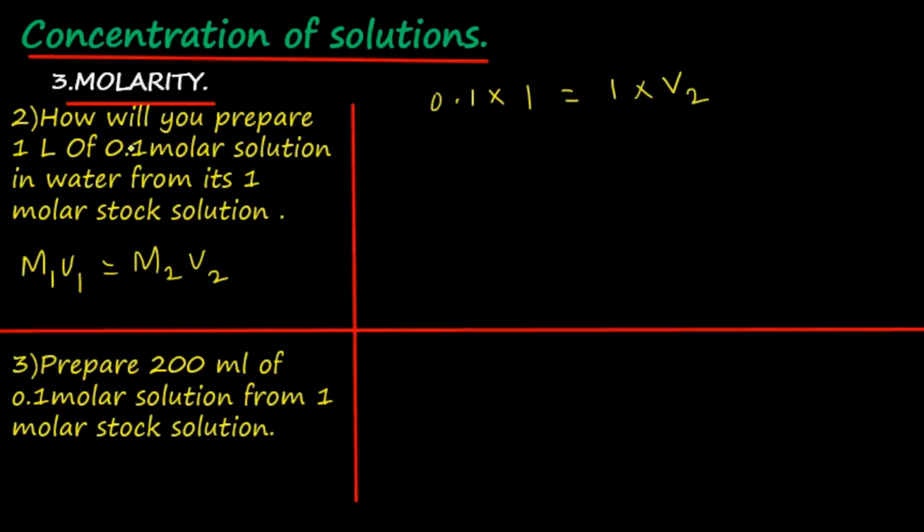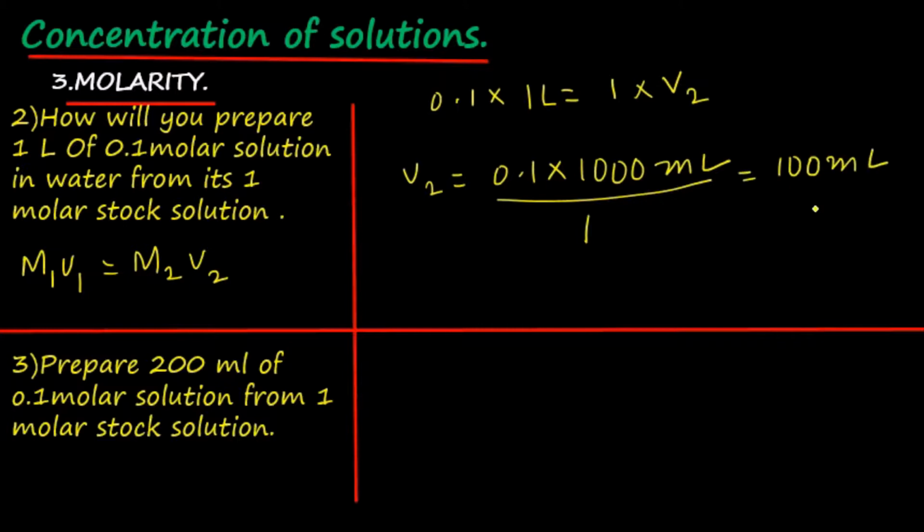In order to prepare 1 liter of 0.1 molar solution from 1 molar stock solution, we have to take a certain amount of 1 molar stock solution, that is V2. We do not know that. We are going to find it out using this formula. So from this we can find out V2 is equal to 0.1 into 1 liter, which we will write as 1000 ml, divided by 1. So this becomes 100 ml. So take 100 ml of the stock solution.